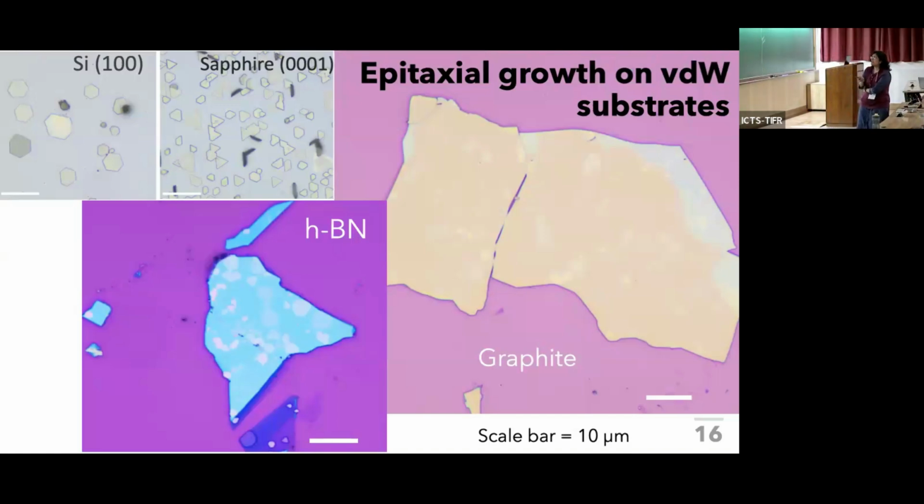Another interesting thing you will notice in this figure is that as soon as we put in a van der Waals substrate, the chromium telluride actually stops growing on the silicon oxide. We do not see any growth on silicon oxide, whereas all the growth is happening on graphite or HBN. So this is also very interesting, and it shows that the van der Waals substrates are most suited for this kind of growth.